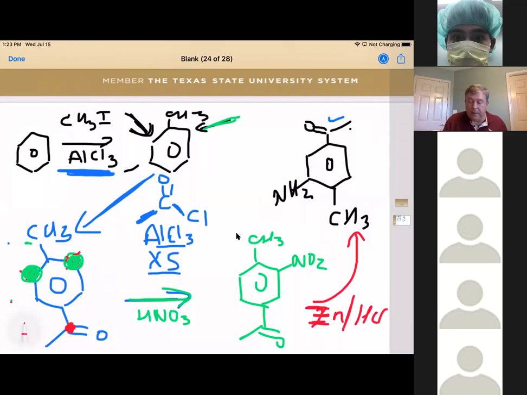This zinc metal and HCl is very specific about only reducing down our nitro group to give us our meta amino toluene derivative here. Okay.